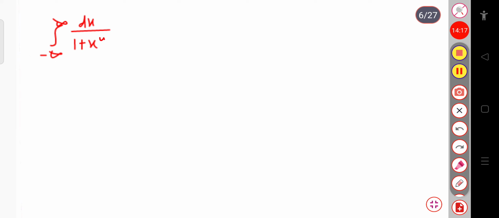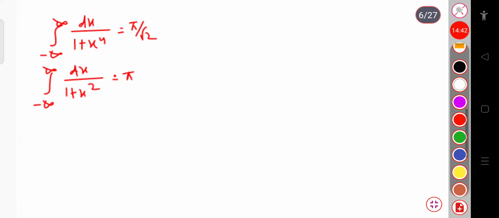So it will be better to remember the formula, that this value will be equal to pi by root 2, or I will derive it now. And you should remember that this value will be equal to pi by root 2. And one more thing, that integration from minus infinity to plus infinity dx by 1 plus x square, its value will be equal to pi. So these are the two important integrations. You should remember these formulas.